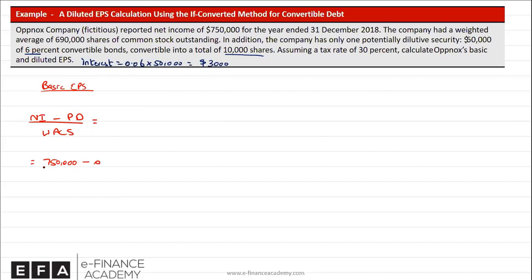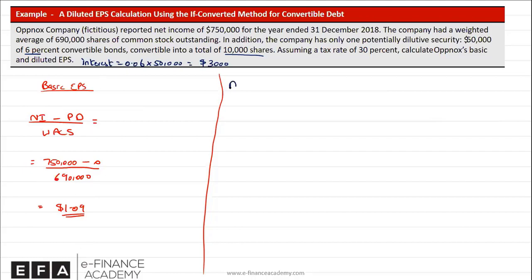Okay, so divided by weighted average common shares of 690,000. So this would give us the answer of $1.09. That's a basic EPS. Let us look at what if we convert.